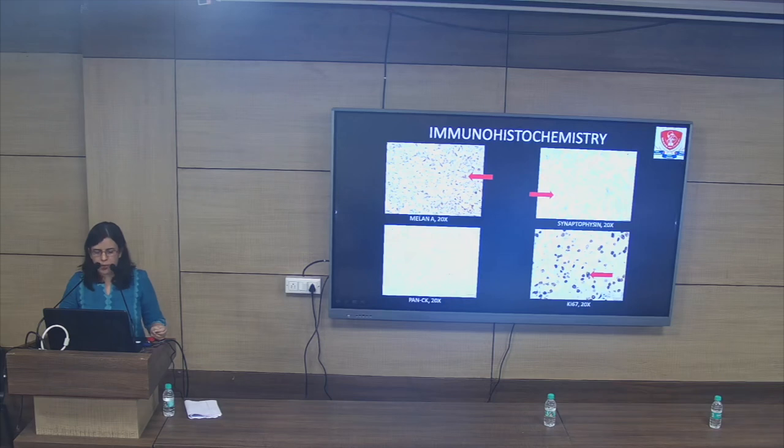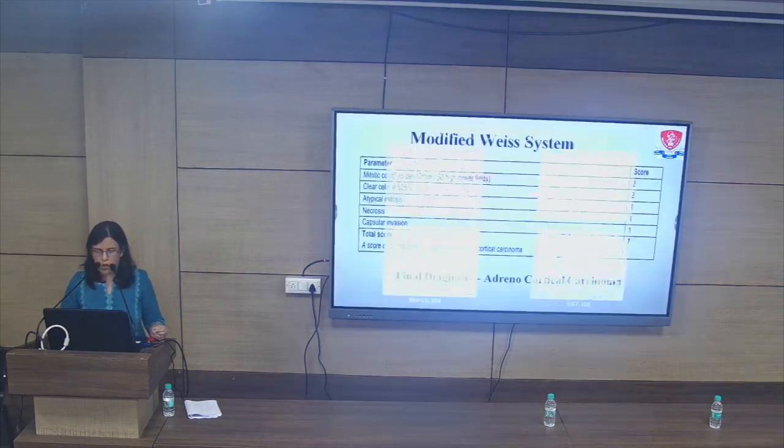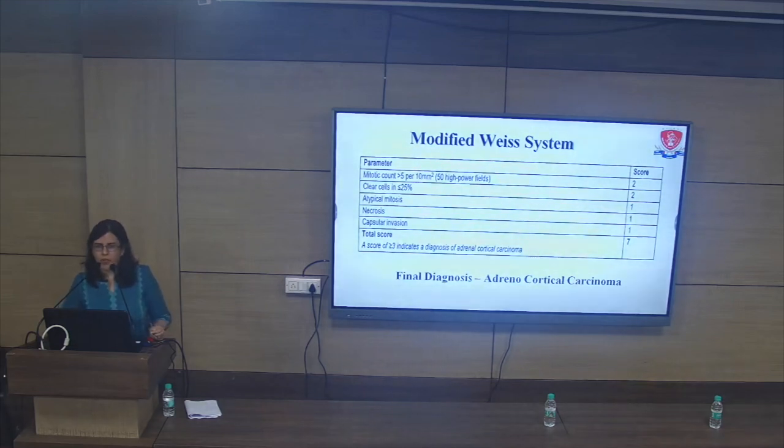So on immunohistochemistry, the tumor cells stained positively. They showed cytoplasmic positive expression for Melan A, and Melan A is a characteristic marker of adrenal cortical carcinoma, thereby excluding the possibility of a pheochromocytoma. The tumor cells also showed weak positivity for synaptophysin. Pan-cytokeratin was negative, and the tumor had a high proliferative activity with a Ki67 labeling index of 30 to 40%. So based on the above findings, we made a diagnosis of adrenal cortical carcinoma.